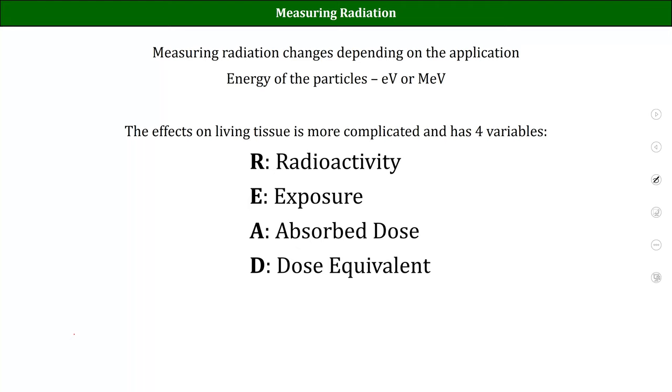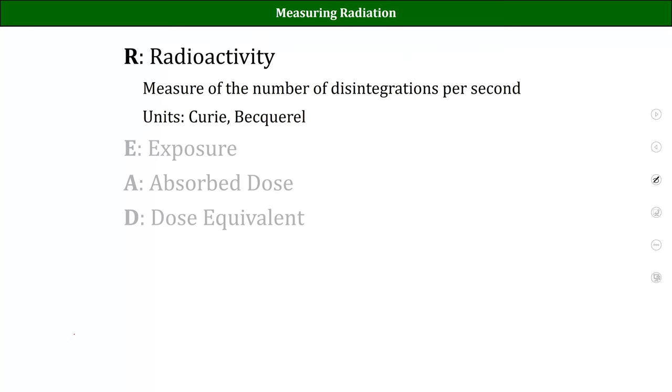So exposure is how much actually hits your skin. Absorbed dose is how much is absorbed by your skin or by your tissues. And then dose equivalent takes into account that alpha particle exposure has different health effects than beta particle exposure, which has different health effects than X-ray exposure. Dose equivalent basically tries to normalize that so that you have one universal measure of radiation exposure, regardless of what the source of the radiation was.